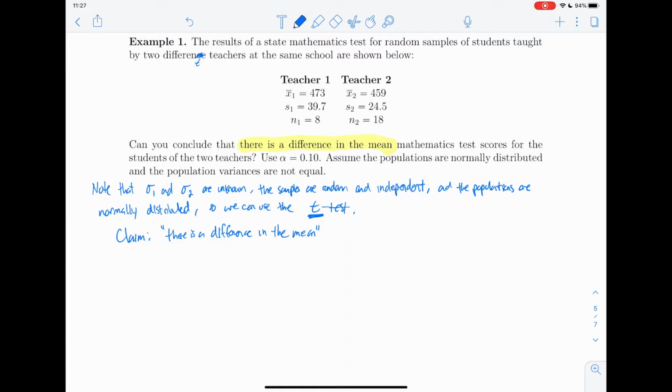If we write down the null and alternate hypotheses, the null hypothesis is, of course, going to be the option that involves the equality sign. So that's going to be that the two means are equal. And the alternate hypothesis is going to be the opposite of that, which is that the two means are not equal. Here we see that the claim is the alternate hypothesis.